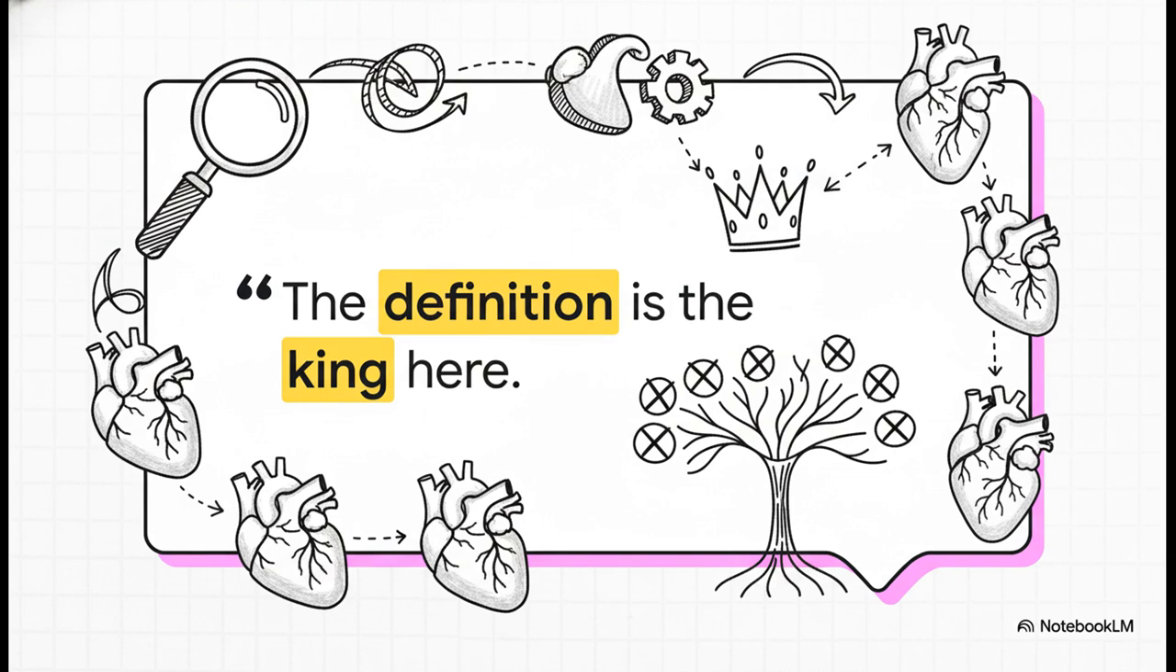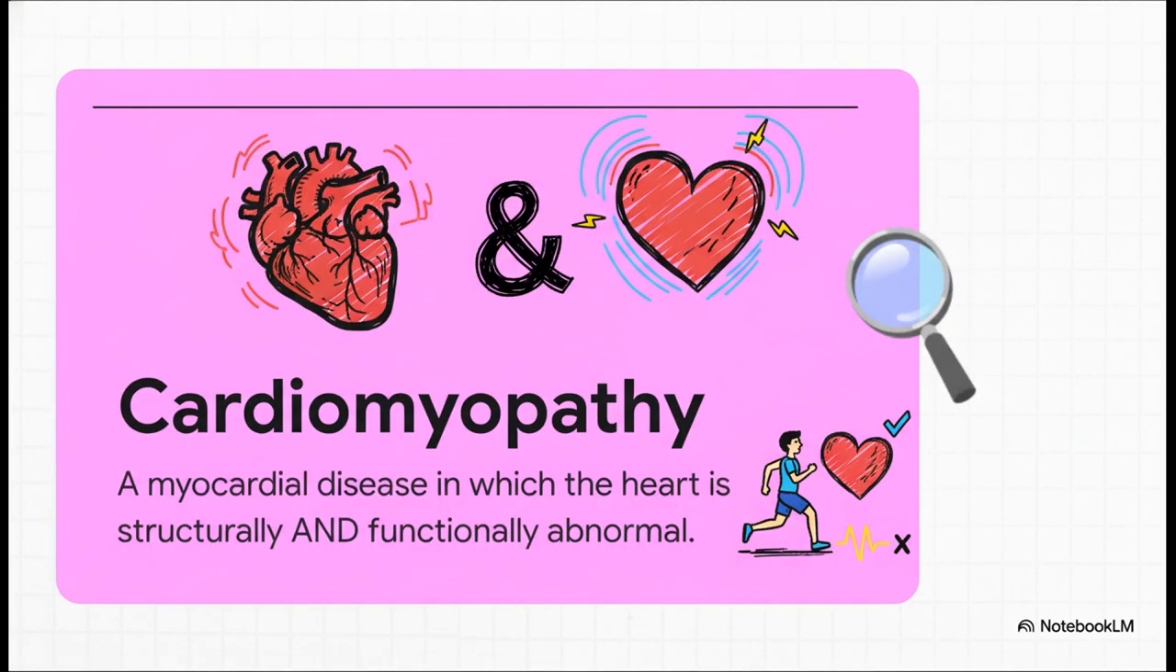If you apply this definition rigorously, it allows you as a clinician to systematically rule out other things. It's the only logical place to start, and it stops us from mistakenly blaming the heart muscle itself when the real problem lies elsewhere. Okay, so here it is, the definition. Cardiomyopathy is a myocardial disease where the heart is structurally and functionally abnormal. Now that little word "and" is everything. It's the whole ballgame. Both of these conditions must be met at the same time.